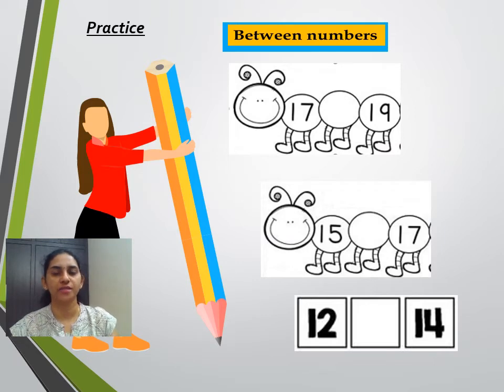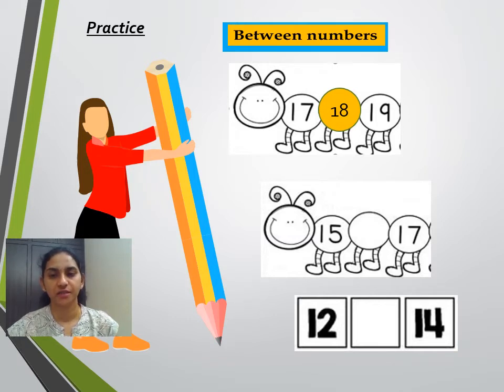Here we have a few more examples, children. Between numbers. So 17 is here. Just have a look. One number is missing between and 19 has come. Now what number is missing there, children? Yes, it is 18. Now one more. 15 is here. One number is missing in between and 17 is here. Yes, the missing number is 16.